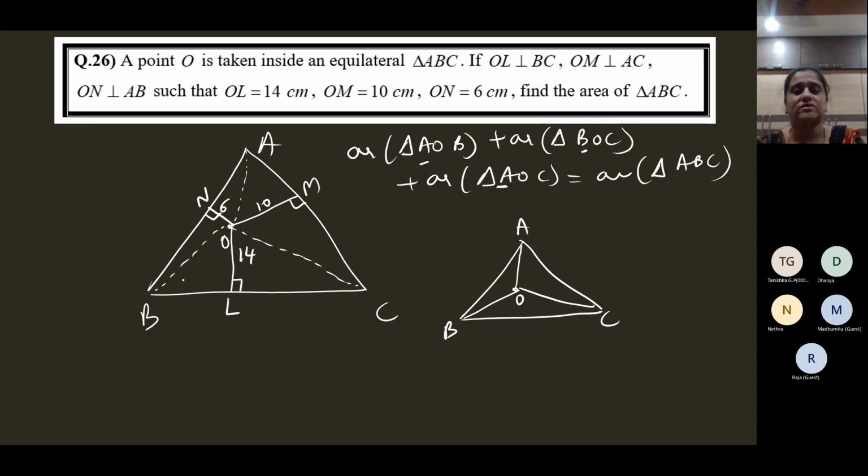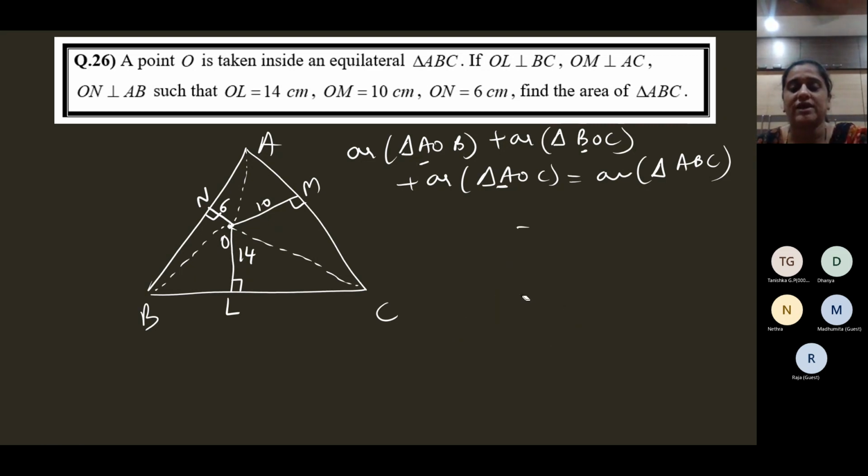Now, how do you find the area of triangle AOB? Half base into height. Half into base AB into height ON. Yes or no? What's the area of triangle AOB? Half into base into height. What's the base, children? AB is the base, right? For AOB, AB is the base, correct?